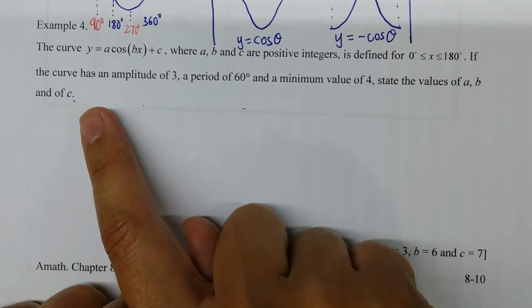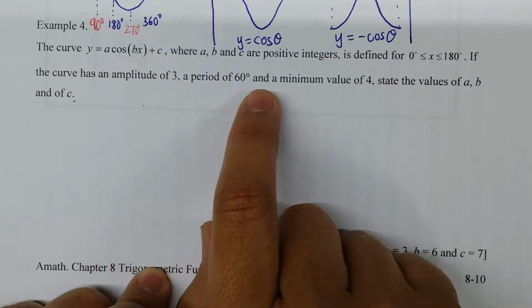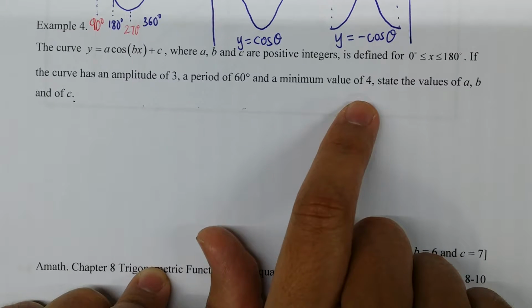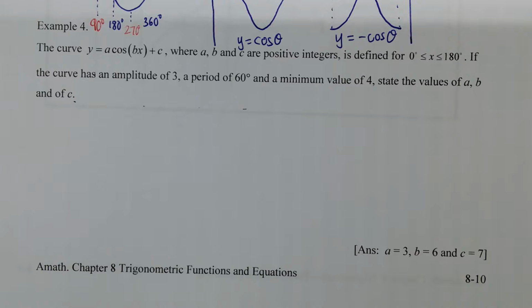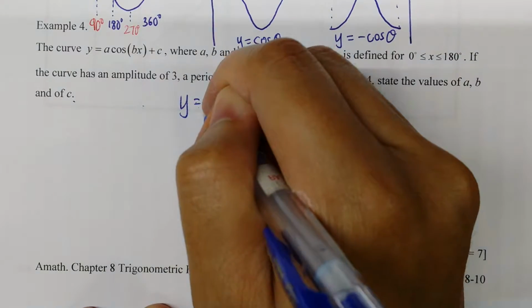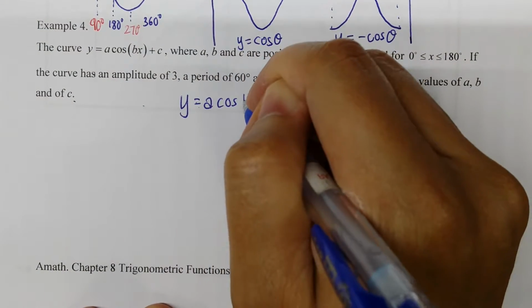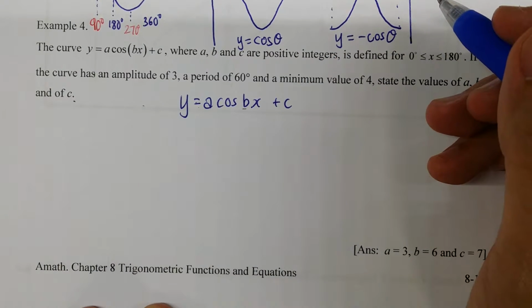Okay? If the curve has an amplitude of 3, a period of 60, and a minimum value of 4, state the values of a, b, and c. So what does it mean? I have to find out what a, b, and c are. Let's stare at this closely. They give me y equals a cosine bx plus c. So recall what a, b, and c are.